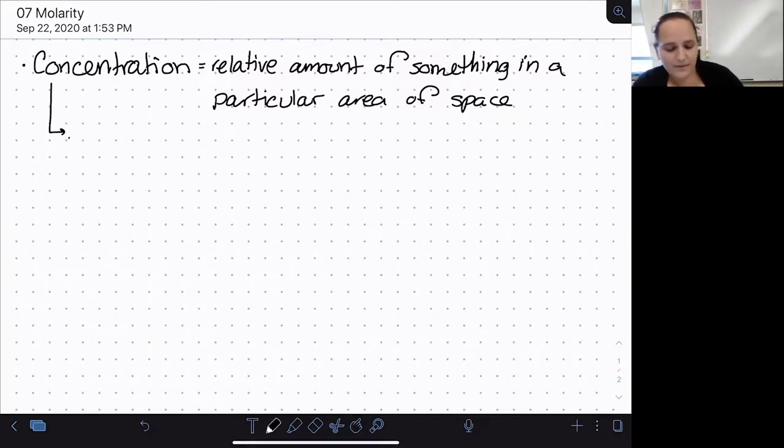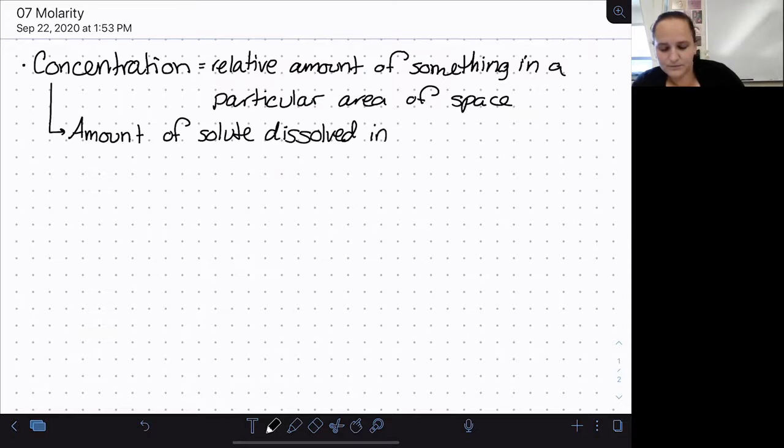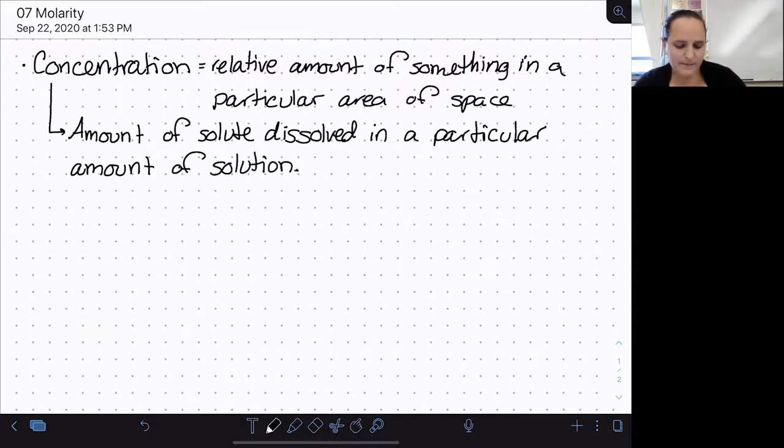For us right now, we're going to be talking about the amount of solute dissolved in a particular amount of solution. And we can talk about the concentration either qualitatively or quantitatively. We'll mostly focus on the quantitative side of things, adding numbers, but I do want to just throw out the qualitative descriptors that you'll be hearing.